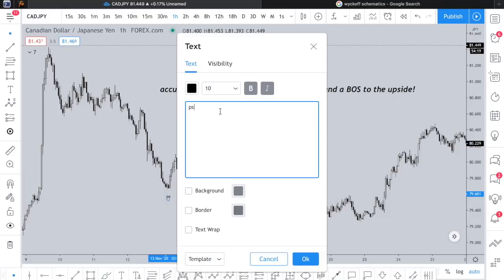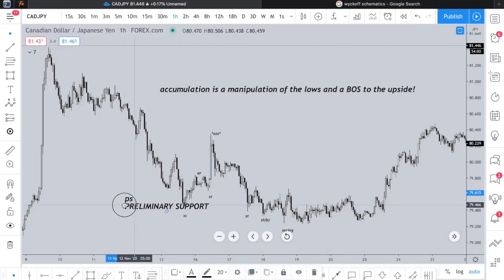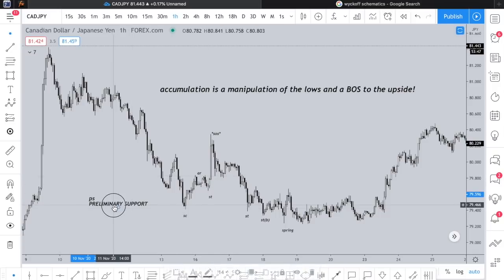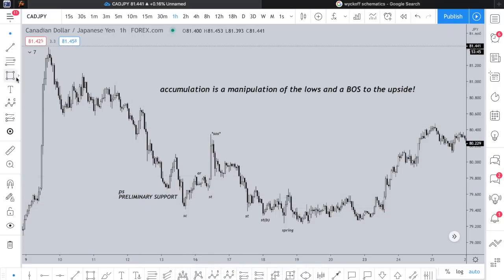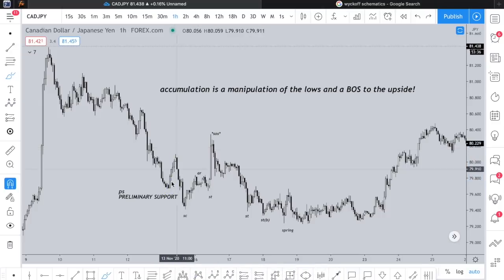So for each of these, I'm actually going to write exactly what they represent, or at least what they mean as well. So this is our preliminary support, which, the best way to describe it, is simply think of the first substantial point of support that this market has found. So within this entire decline over here, probably this point over here is the first substantial point of support that the market has found, and you can see the rejection that followed after that as well.